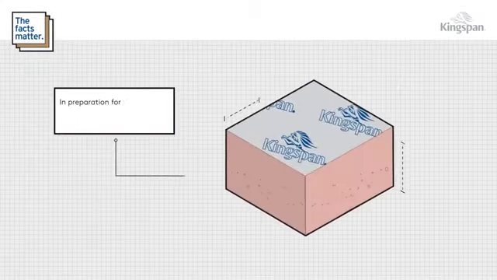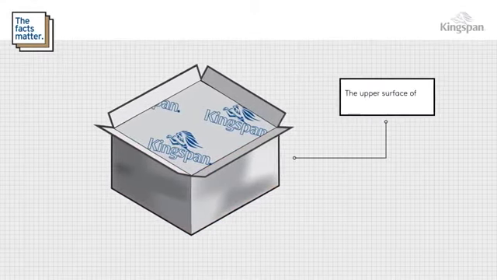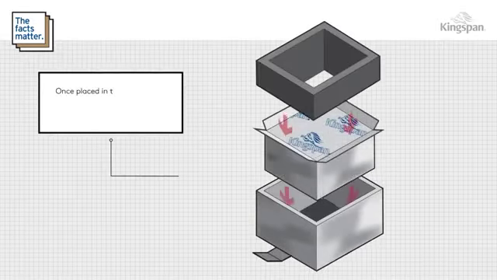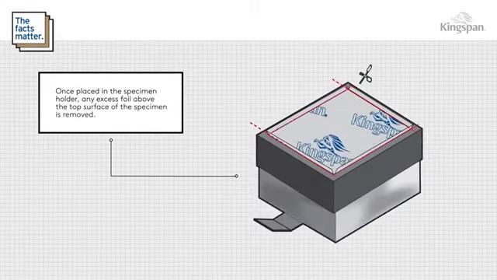In preparation for the test, a 100 by 100 mm test specimen is wrapped in a single layer of foil. The upper surface of the specimen is left exposed. Once placed in the specimen holder, any excess foil above the top surface of the specimen is removed.